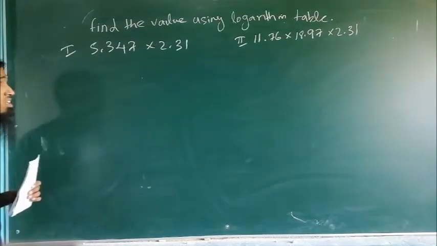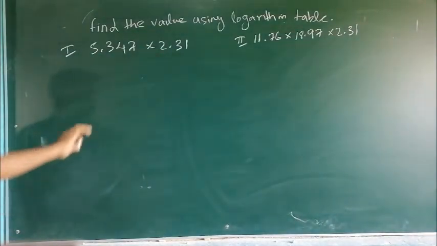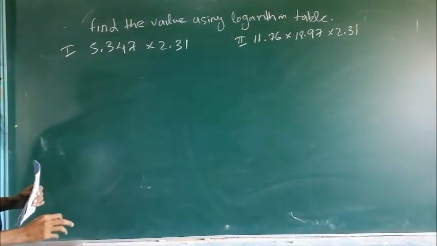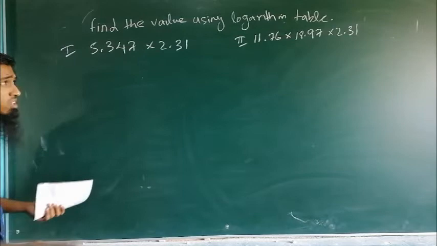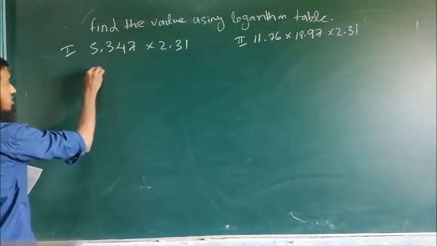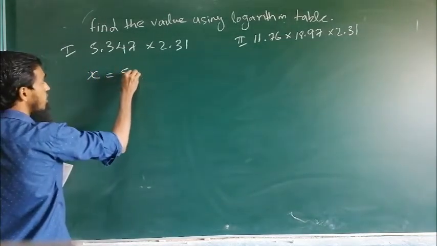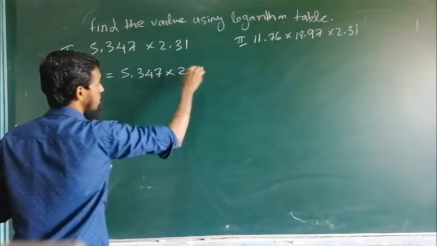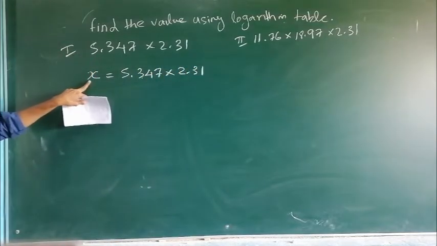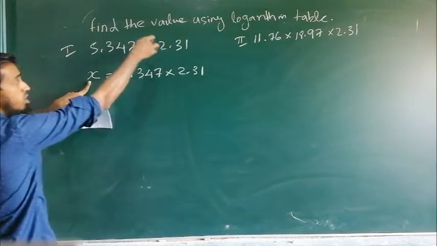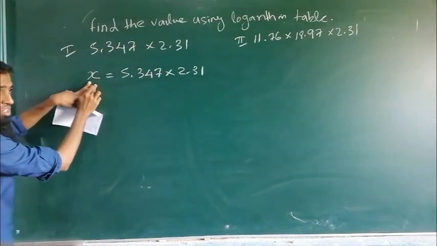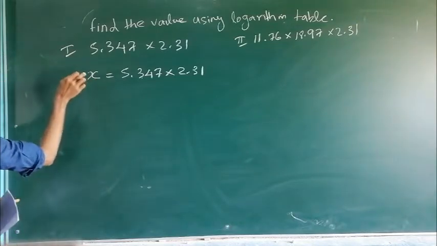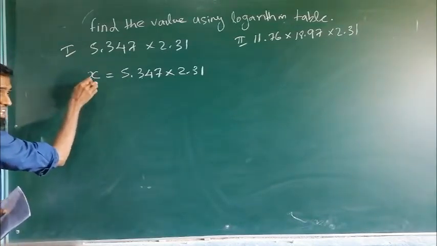5.347 into 2.31. We'll take the exact value from the multiplication as an algebraic term, an unknown term. So we'll use x. So x equals 5.347 into 2.31. We take the value after the multiplication as an unknown term. This is the very basic step. Then we have to find x.